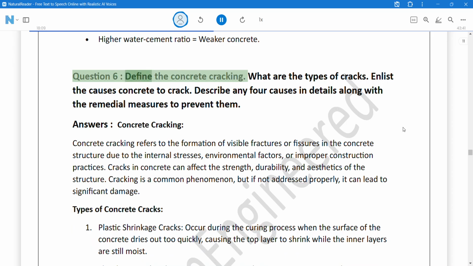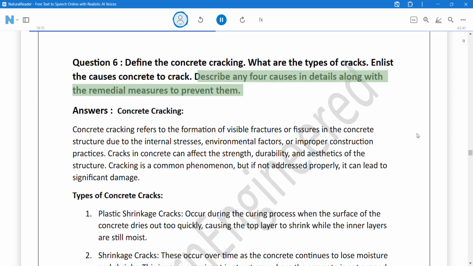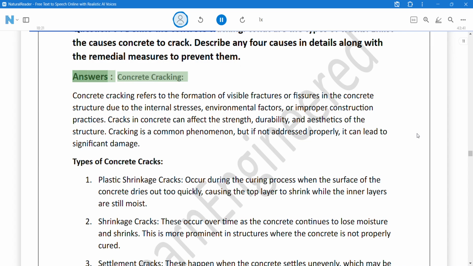Question 6. Define the concrete cracking. What are the types of cracks? Enlist the causes concrete to crack. Describe any 4 causes in details along with the remedial measures to prevent them. Answers. Concrete cracking.